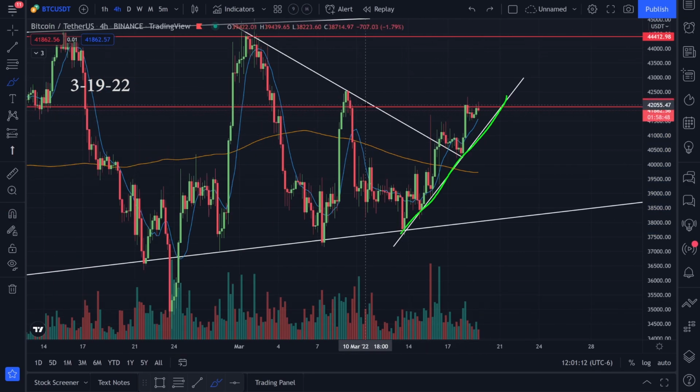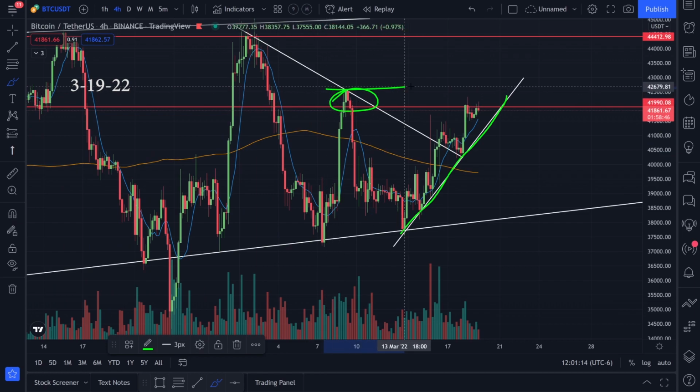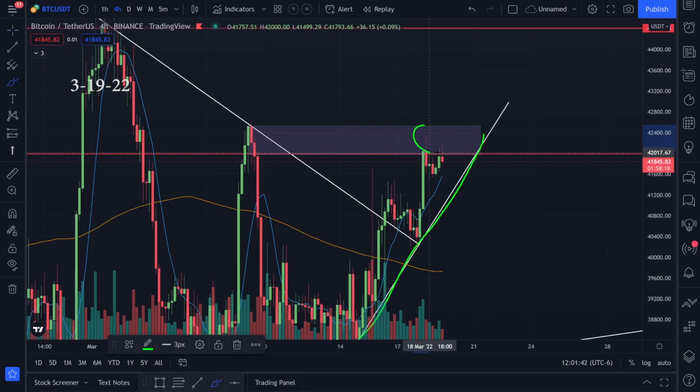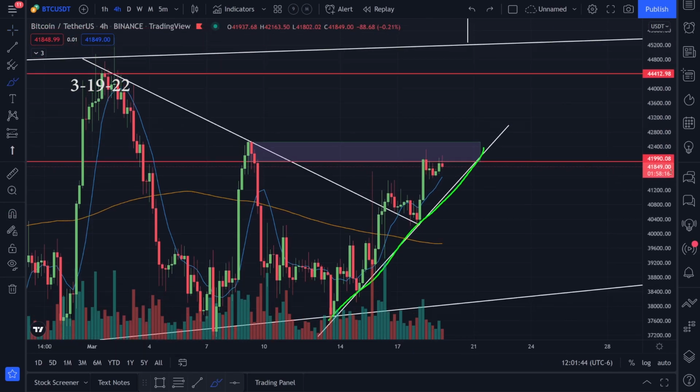And then if we break this little resistance area right here, let's go ahead and maybe set up a little box. We have a top right here, and then we also have this little top right here. The bottom of it is the daily time frame, and the top of it is the 4-hour time frame. I think if we could break out of this little box right here, then I'll get more confident on around 44.4K. Let me know what you guys think though.